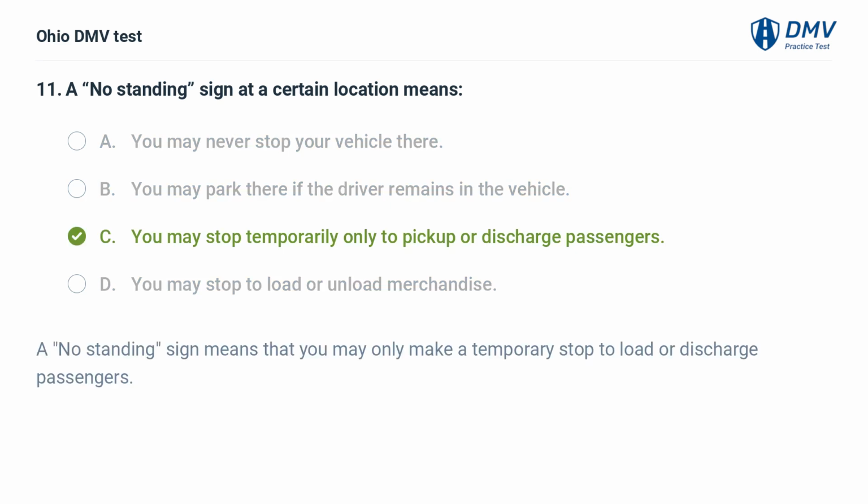C. You may stop temporarily only to pick up or discharge passengers. A no standing sign means that you may only make a temporary stop to load or discharge passengers.